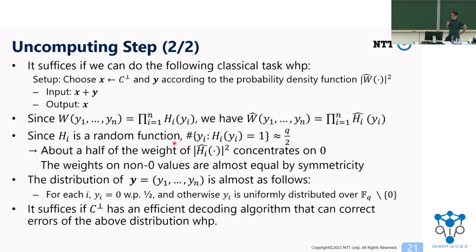According to the definition of the discrete Fourier transform, we can show that about half of the weight of hi hat squared concentrates on 0. Moreover, the weights on non-zero values are almost equally distributed by symmetry. Using this observation, the distribution of the error y is almost as follows. For each i, yi equals 0 with probability 1/2, and otherwise yi is uniformly distributed over non-zero elements. So it suffices if we have an efficient decoding algorithm for C perp that can correct errors coming from this distribution.